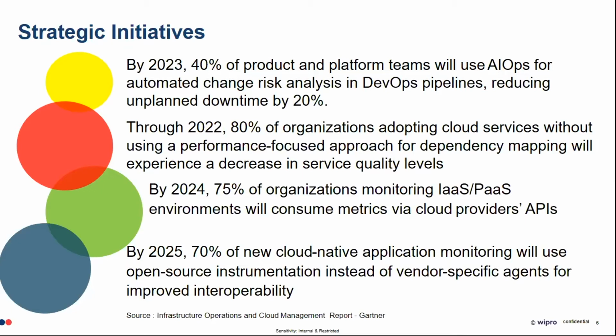And by 2024, 75% of organizations monitoring infrastructure as a service or platform as a service environments will consume the metrics via the cloud providers' API. It's going to be fully dependent on the APIs of the cloud providers. And by 2025, 70% of cloud native application monitoring will use open source instrumentation rather than vendor specific agents for improved interoperability. So essentially what it is telling is there is going to be a lot of AI ops adopted in this cloud DevOps environment, as well as a lot of scope for open source instrumentation in the marketplace as a consolidation. These are some of the things which are foreseen, and that's the need.